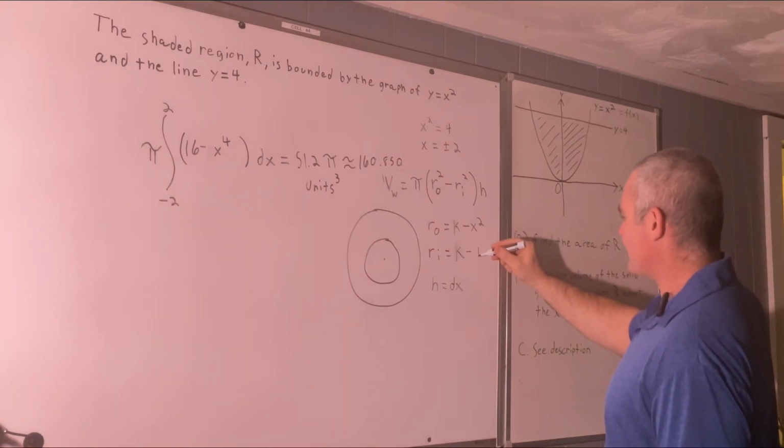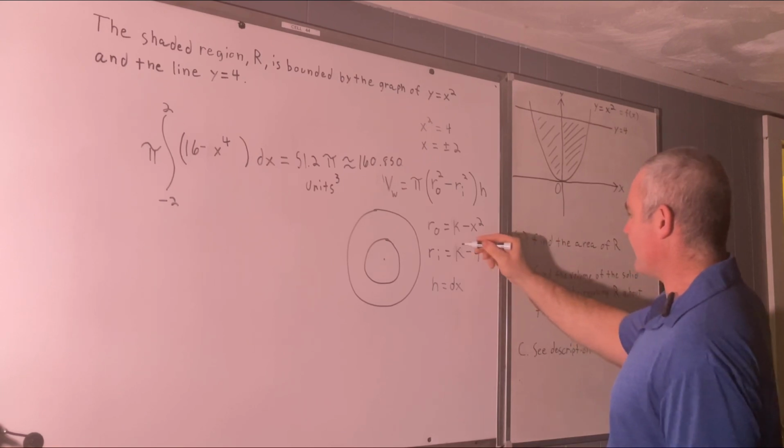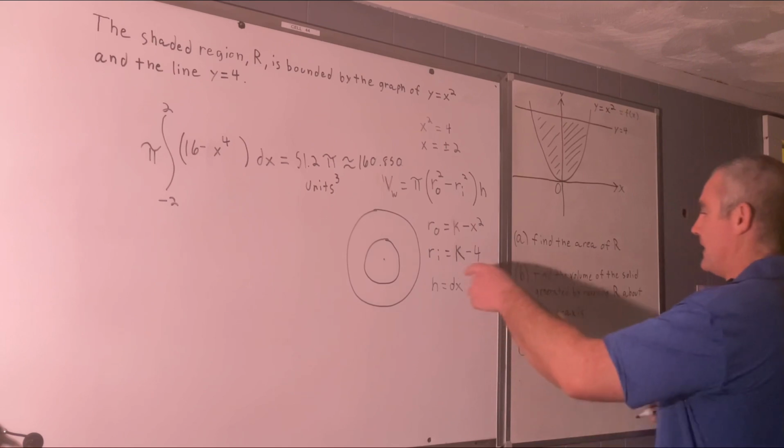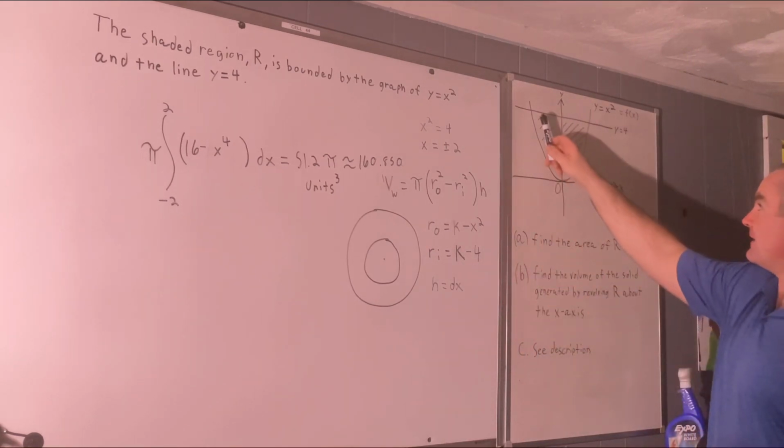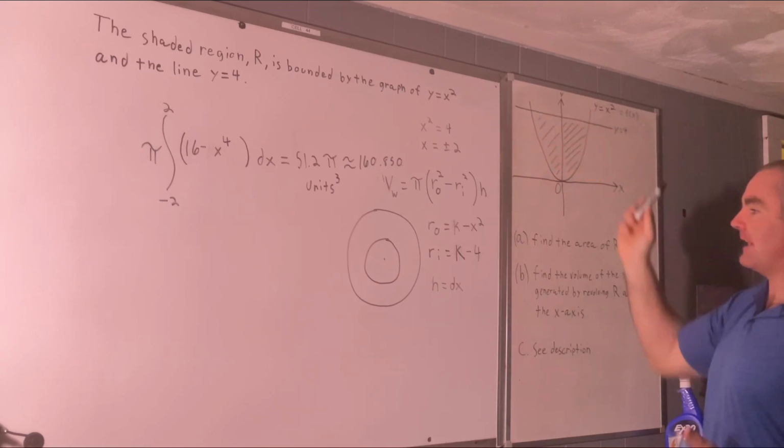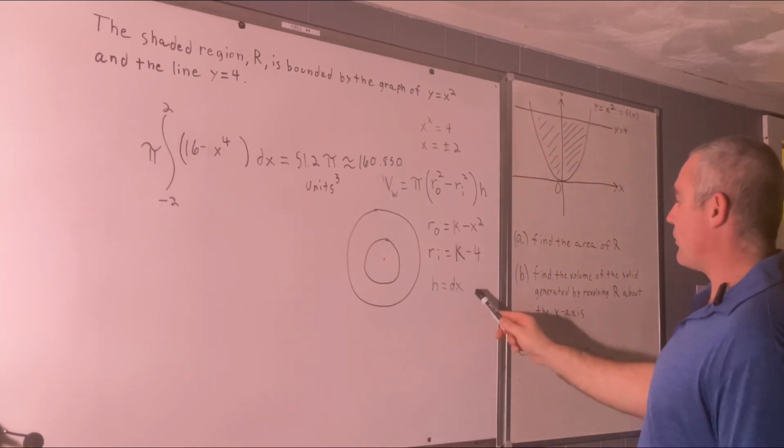And I will get a new marker for my next video. I know this might be a little bit hard to see. It's running out of ink. So our inner radius is k minus 4. And what's our height? Our height's still the same thing. Our height is just a very small change in x. So this is our formula right here.